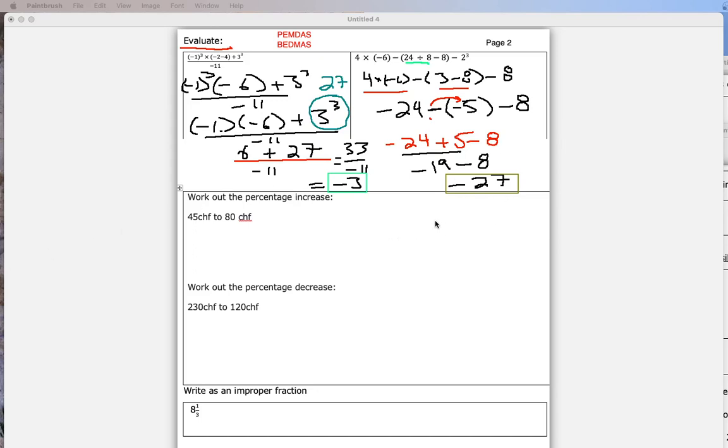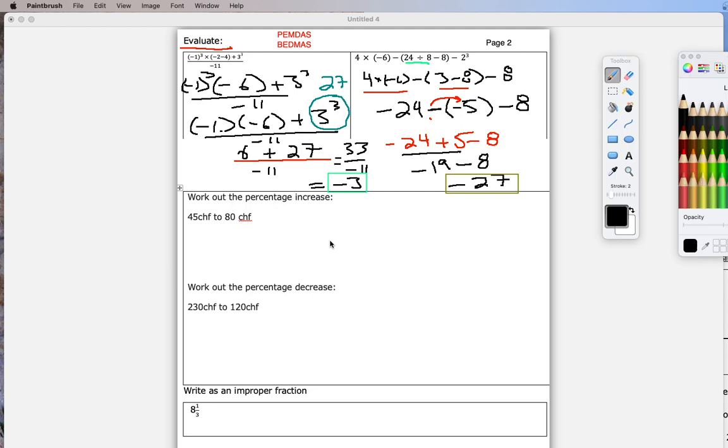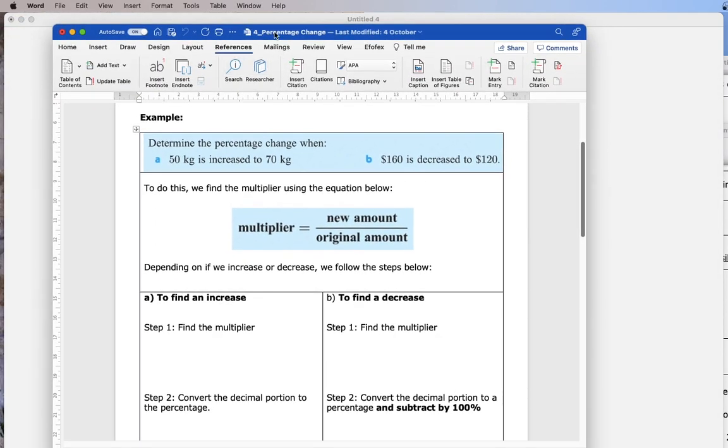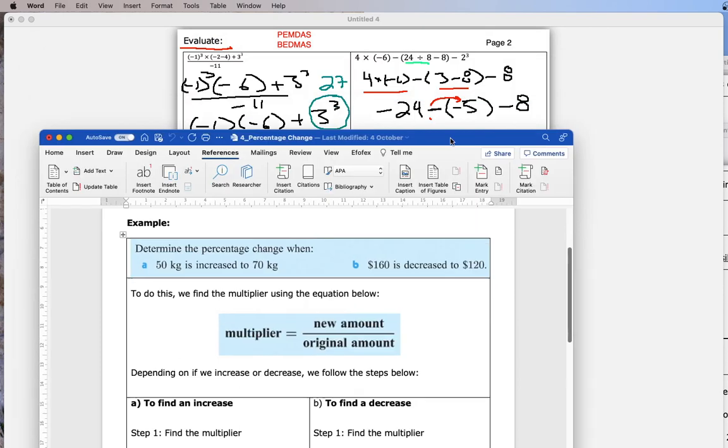Right, so I cut this second page up in two pieces because this is a different area and I wanted to take out some of the notes so that you can see how to do it. In the second section, it asks you to work out the percentage increase. So what we're looking for is our answer to be a percentage. Now, if you look in the notes on Shobi, you will see that I have percentage change. And look at this, determine the percentage change when 50 kilograms is increased to 70 kilograms. So that should be something similar to this question here.